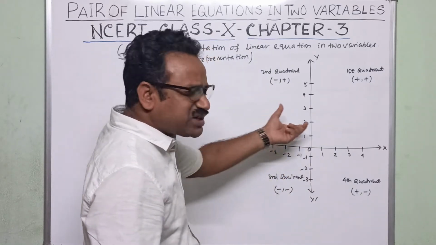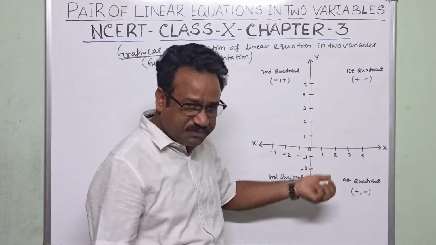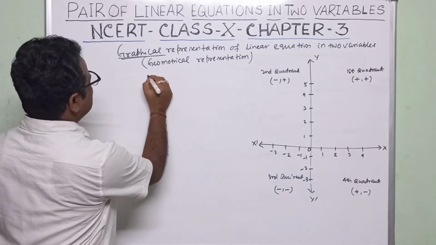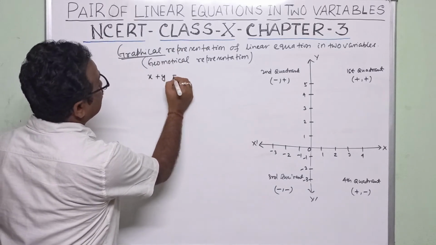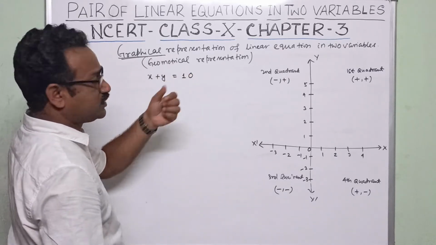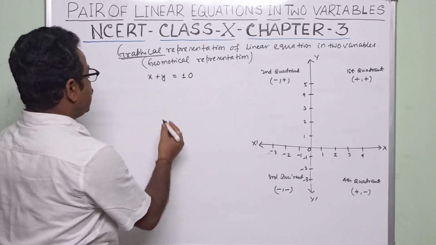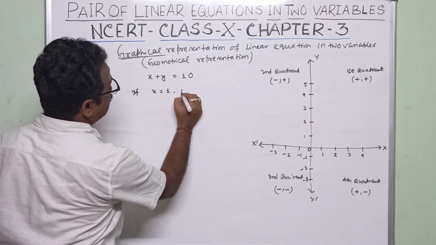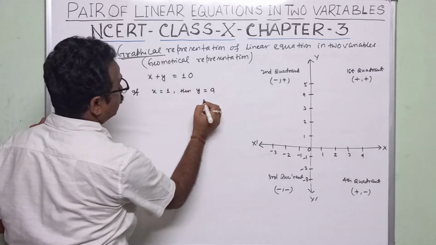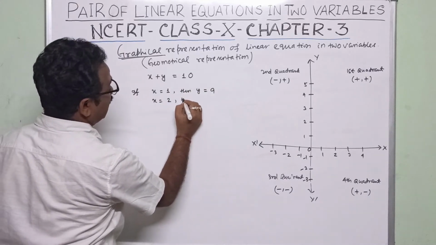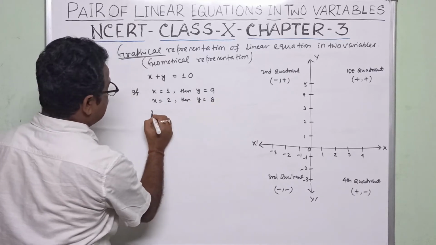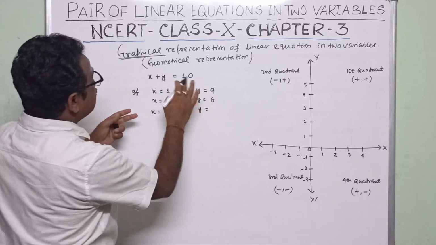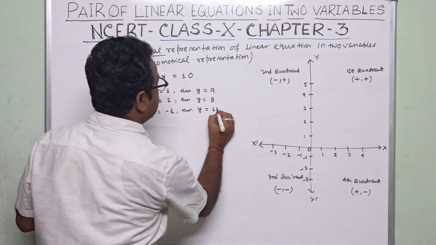Now, here I am just drawing a rough diagram. It is not the graph paper, so I am drawing a rough diagram. Suppose x plus y is equal to 10 is given. Now, if x is equal to 1, then y is equal to 9. If x is equal to 2, then y is equal to 8. If x is equal to minus 1, then y is equal to what? 10 minus x, so 11.